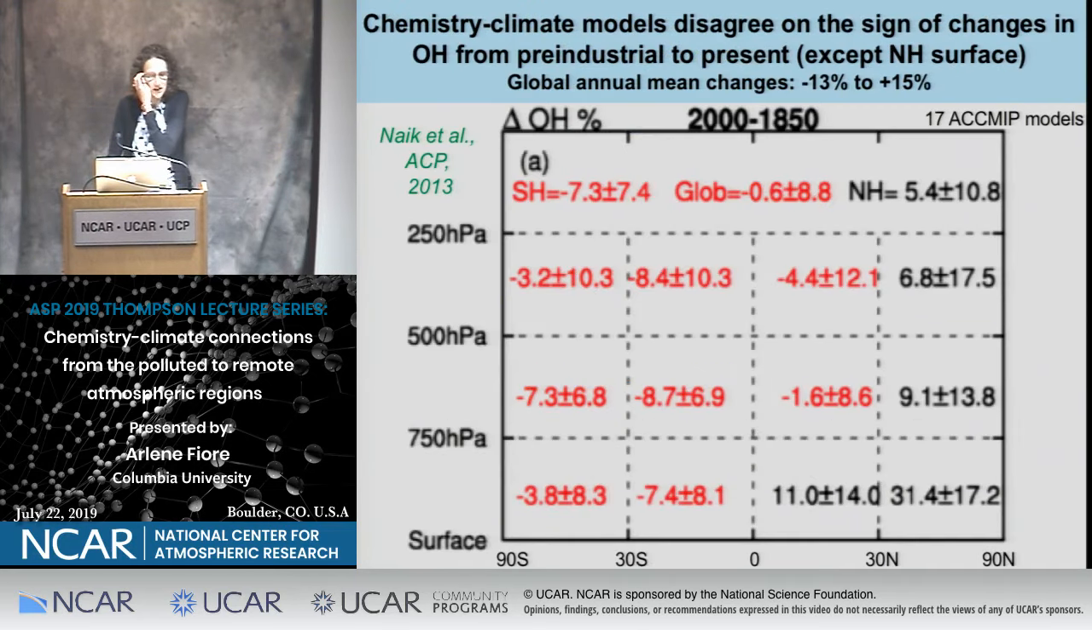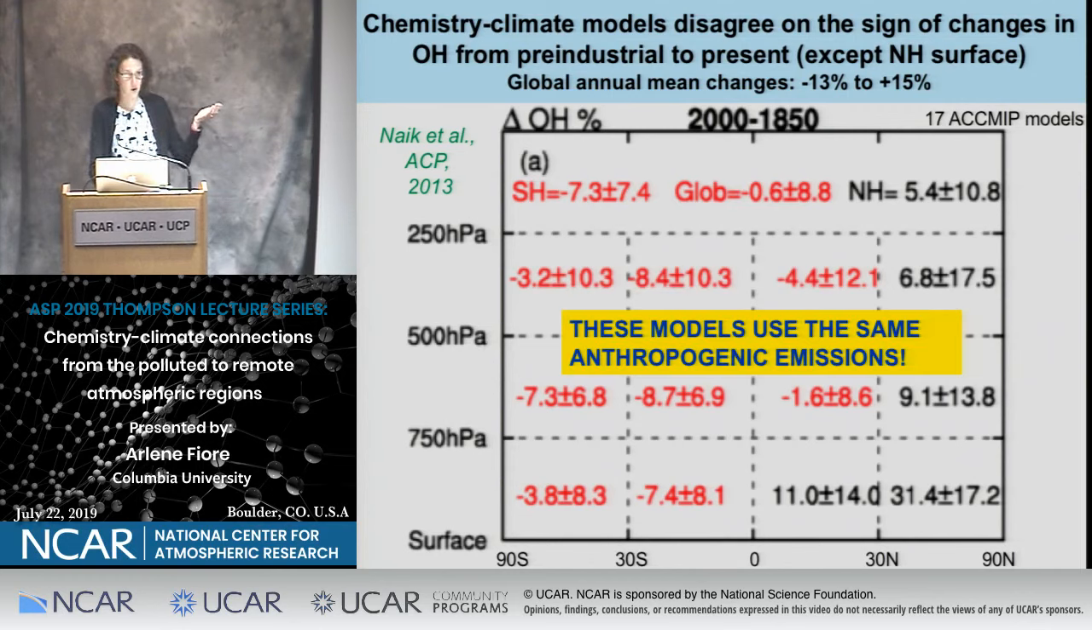The motivation here is that if we look back at the atmospheric chemistry climate model intercomparison study from the last IPCC report, we see that models disagree on the sign of the change in OH from pre-industrial to present, except in the northern hemisphere lowermost troposphere, which is where the anthropogenic perturbations have been the largest. One thing to keep in mind is that these differences are occurring despite the fact that these models are all being forced with the same anthropogenic emissions, which suggests a few things.